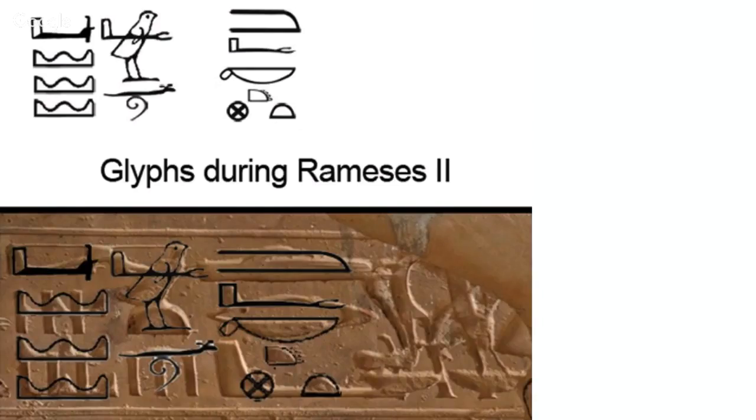All right, so now here are the glyphs during Ramses' time. So what it says is Mak Kemet, which is defender of Kemet, and then Wafau Chasut. That's during Ramses' time.